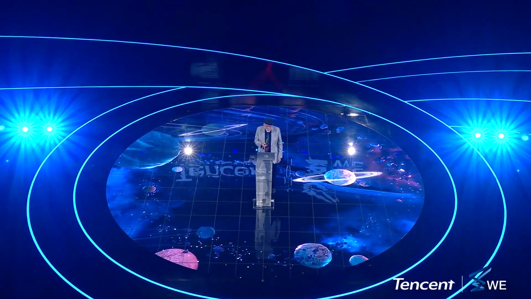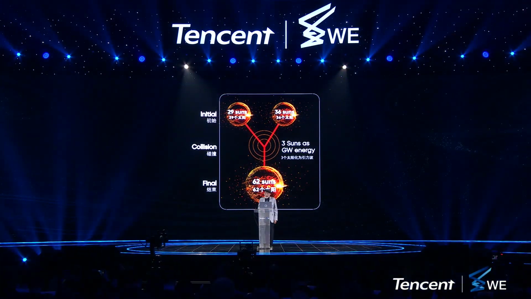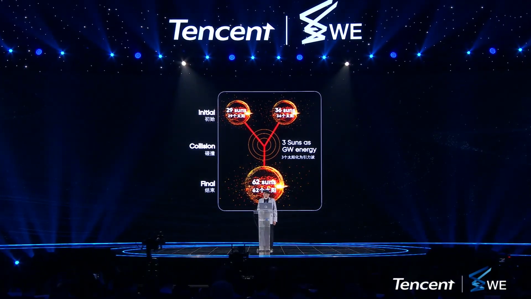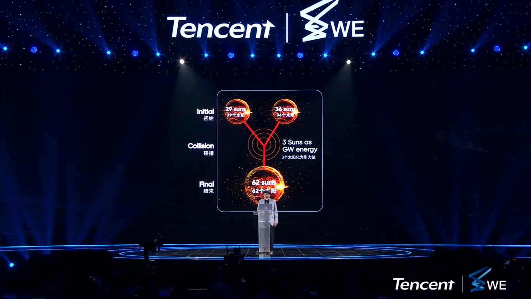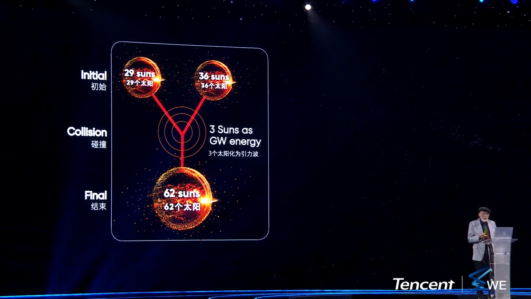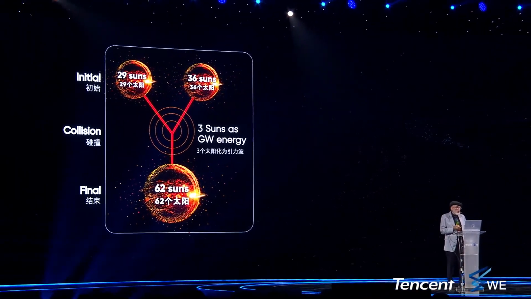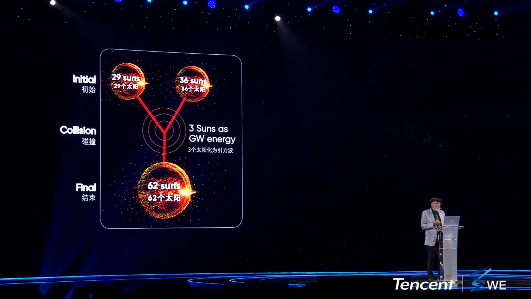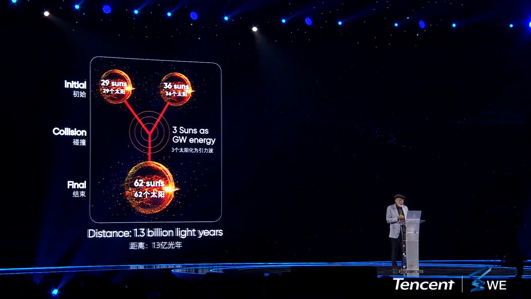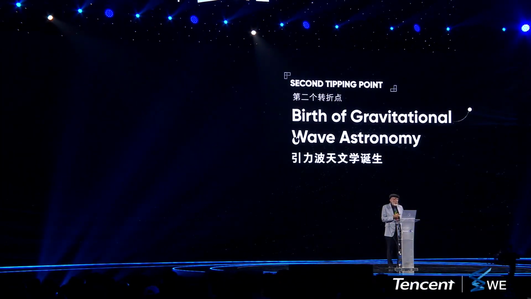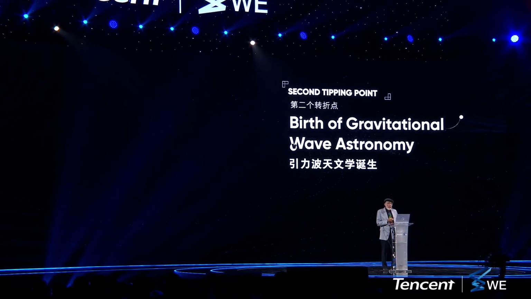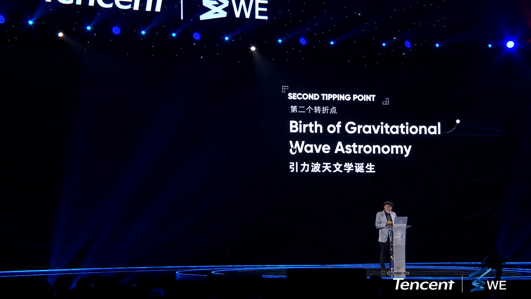The power output in gravitational waves during the brief collision was 50 times greater than the total power emitted in heat and light by all the stars in our universe put together. And the team deduced the distance the waves had traveled, 1.3 billion light years. This was a second tipping point in exploring our universe's warped side, the beginning of gravitational wave astronomy.